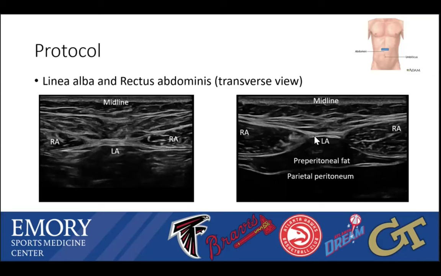We just see a healthy continuous linea alba flanked by a healthy normal-looking rectus abdominis muscle belly, which we're going to take a closer look at. And just as a reminder, the preperitoneal fat is just below the linea alba, which is superficial to the parietal peritoneum. So you can see how close that rectus abdominis muscle belly actually comes to the parietal peritoneum itself.